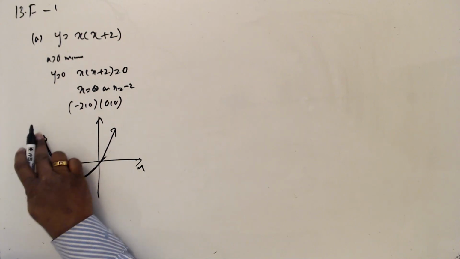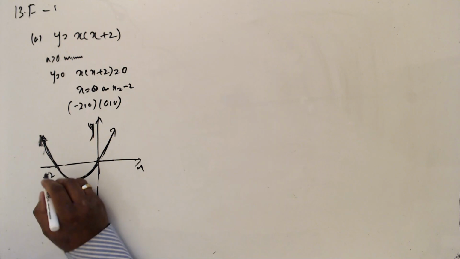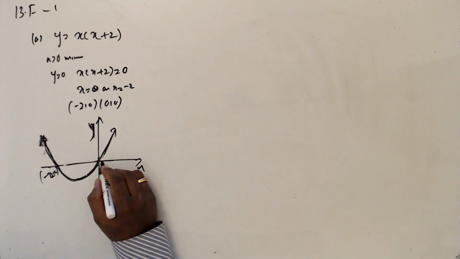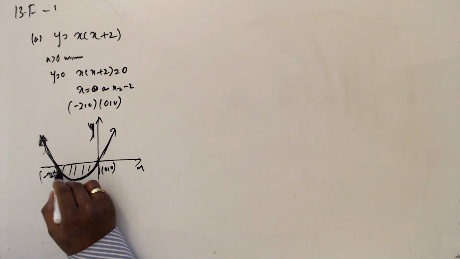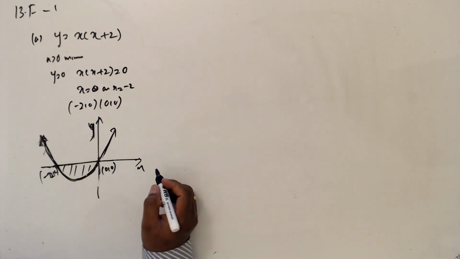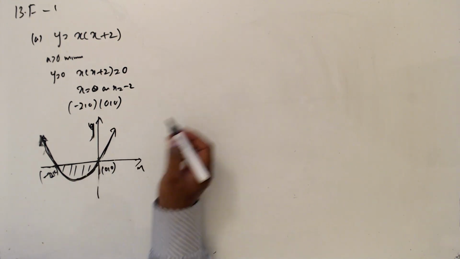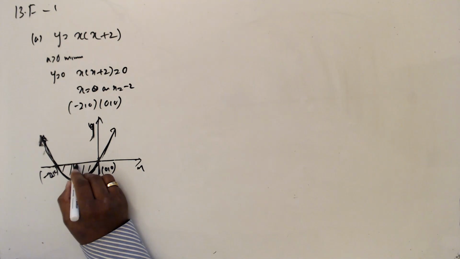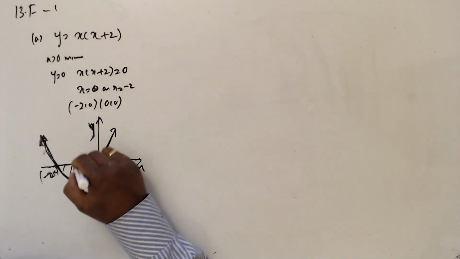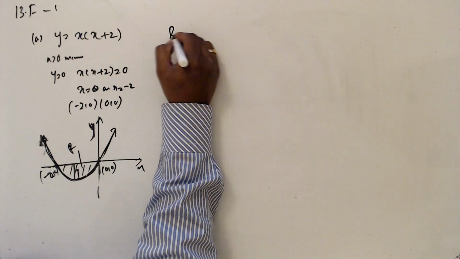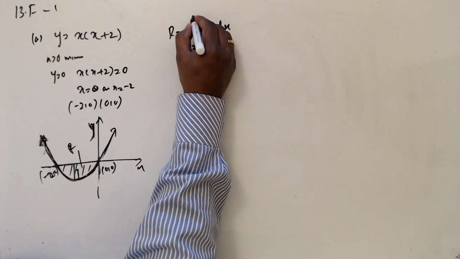This is x and this is y, and this is minus 2, 0, and this is 0, 0, and this is the finite area covered by the curve and the axis. If you consider this distance as y, we are integrating to find this area R: y dx from minus 2 to 0.